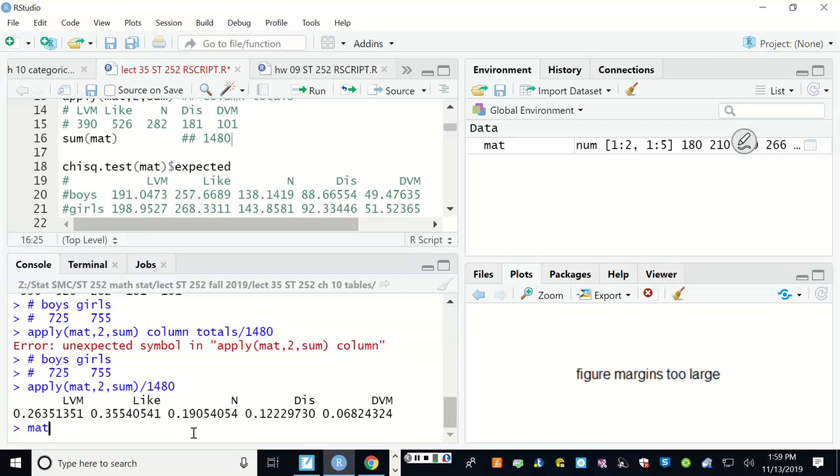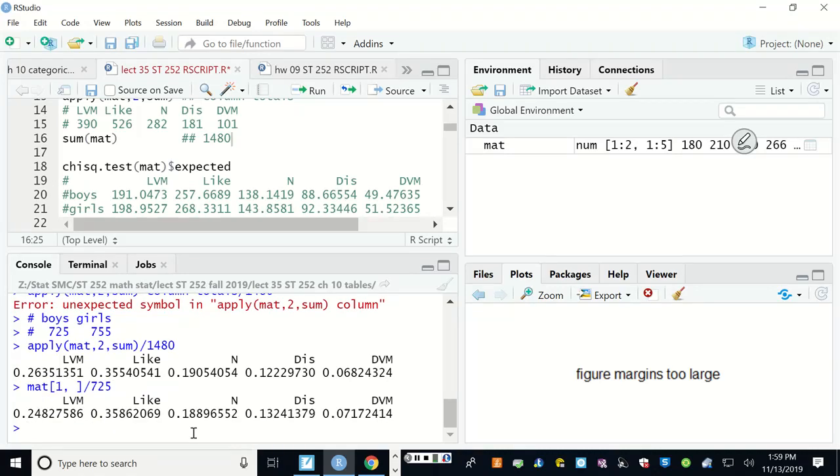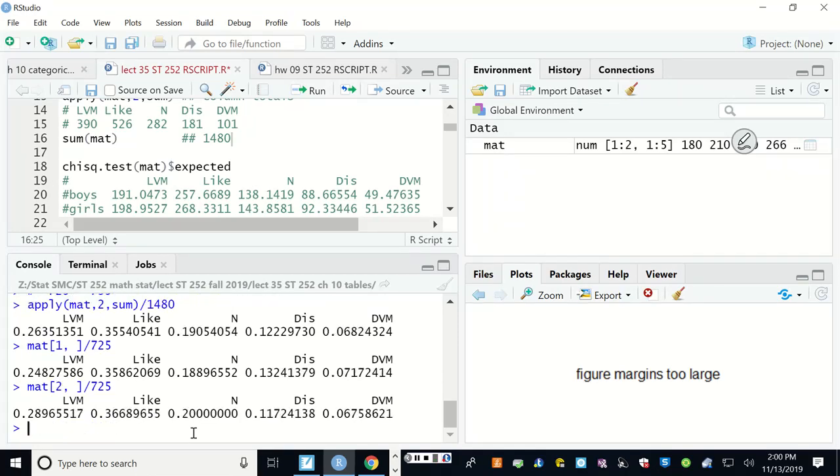You could take the matrix, like say the first row, which is the boys in this case, and divide it by how many boys there were, 725. Their percentages are like this. This was boys and girls together. There's not a whole lot of difference, right? I mean, there's a 1% difference there, but that's not huge. What do the girls look like? So the girls had like very much, or like a little heavier, a little higher.